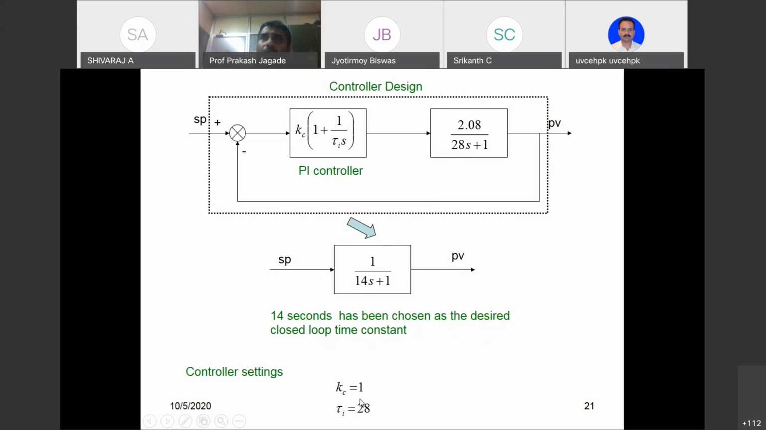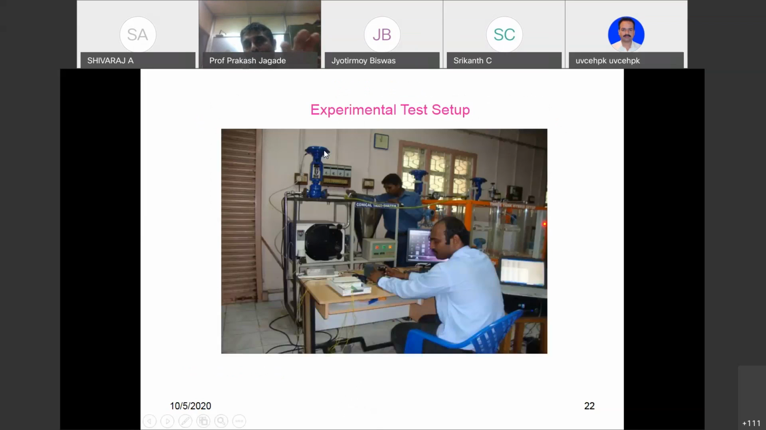The approach that we have used is a synthesis method. If you follow a direct synthesis method, you can easily find the values of Kc and tau I given the open loop time constant and closed loop time constant. In the direct synthesis approach, what we require is the open loop time constant and closed loop time constant. By providing these, we can get the parameters associated with the controller, which are Kc and tau I. And we have set those values in the PID controller.